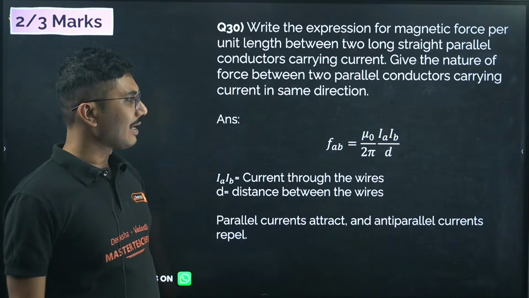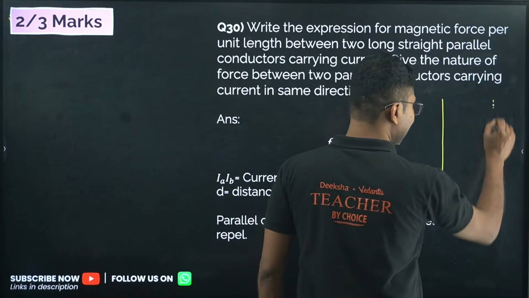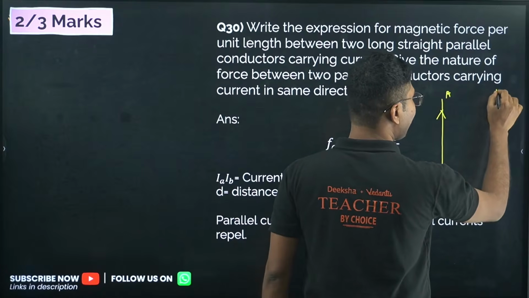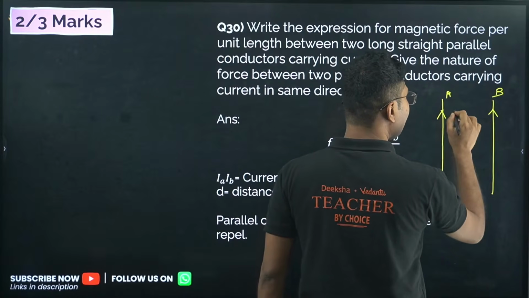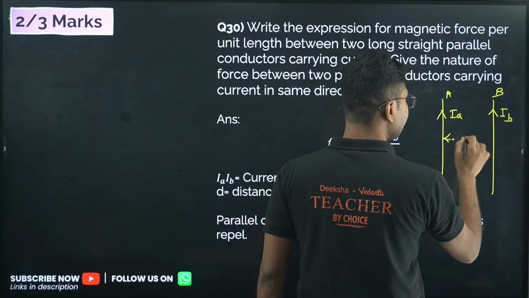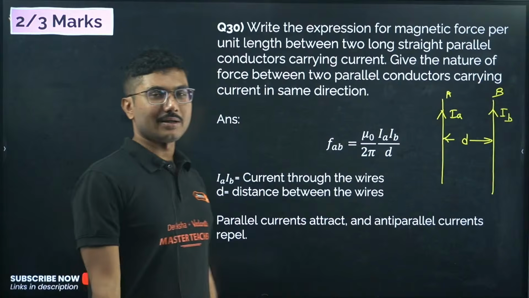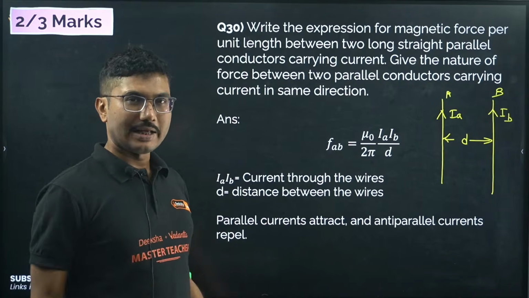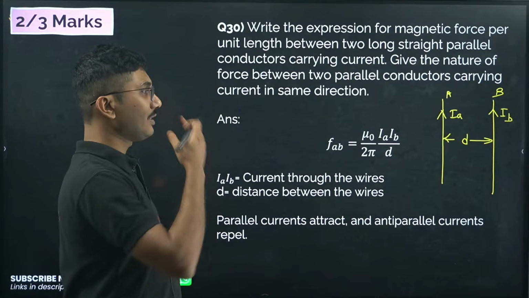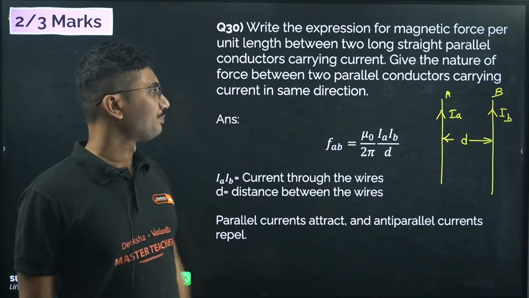Parallel currents attract, anti-parallel currents repel. Now here if you add this, in this question a diagram is not necessary, but if you can add a diagram, that will give you an edge, saying to the teacher, see teacher, I have come prepared. Okay, I know my questions, I know the answers, I am here fighting for 70. So the teacher will consider that. So this diagram is not compulsory, but if you can, you should draw.